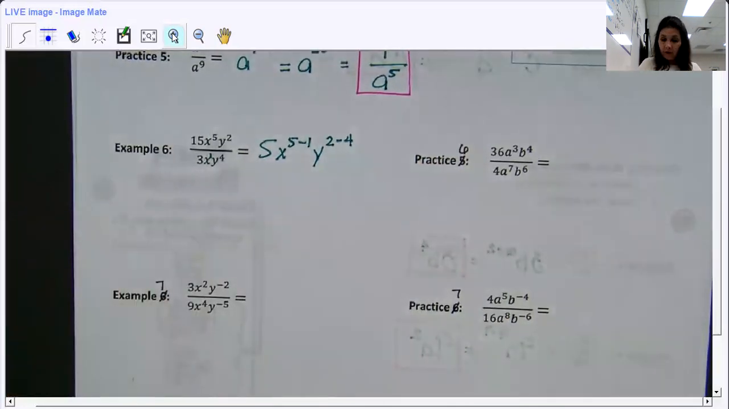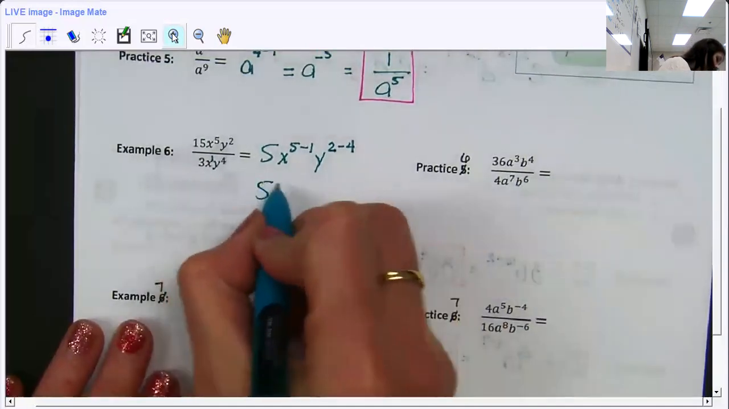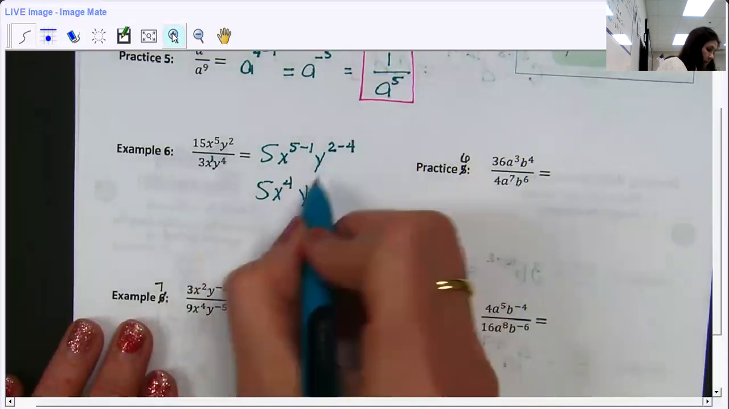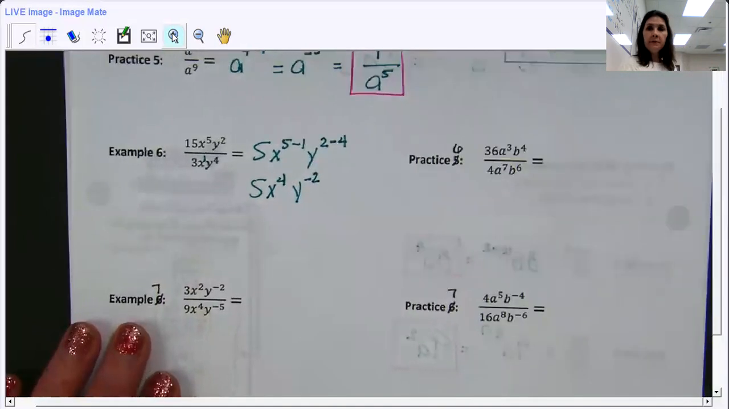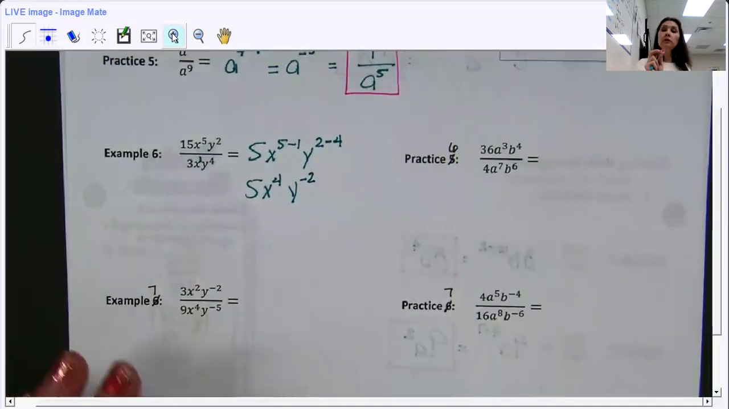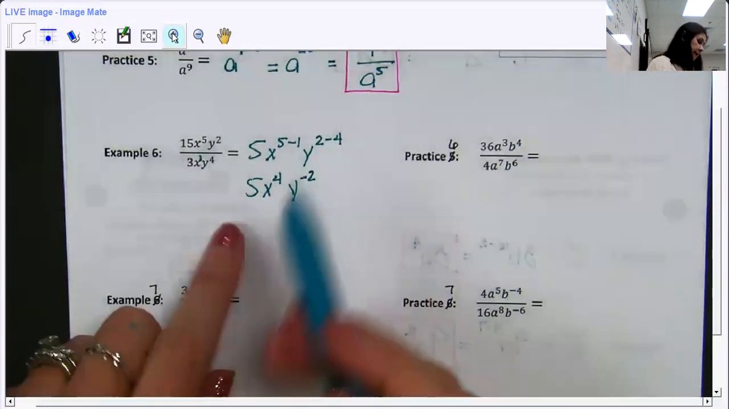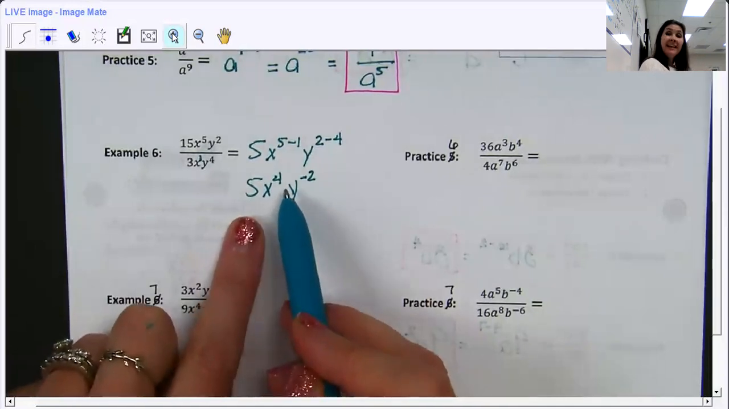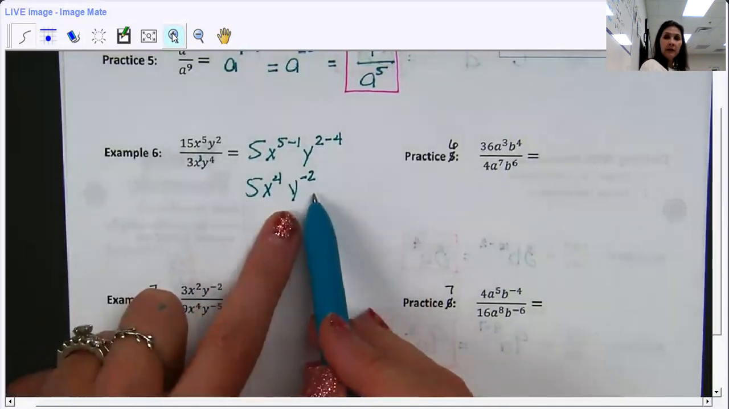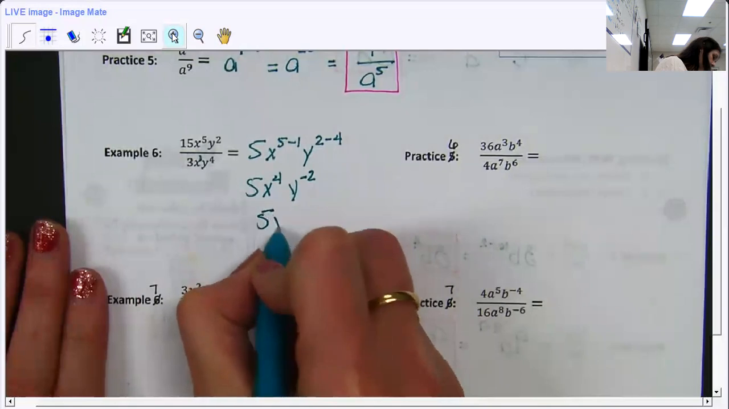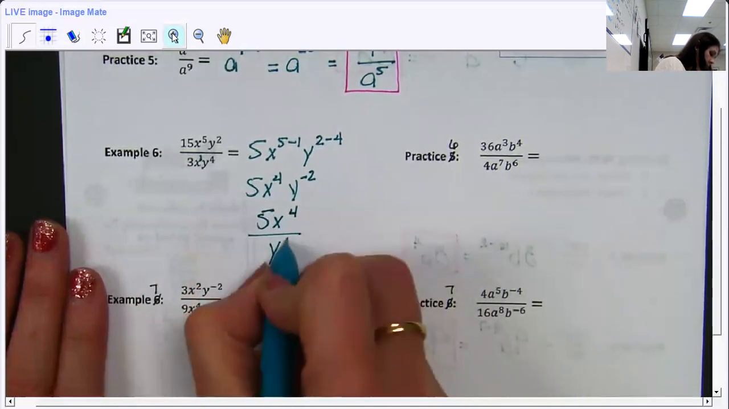Next I'm going to simplify this a little bit. So I have 5. 5 minus 1 is 4, so x to the power of 4, and then y to the power of 2 minus 4 is a negative 2. The problem is we can't have a negative. So you only move terms that have a negative exponent. You don't move anything else. You leave everything else where it is. So in this case, we'll leave the 5 and the x to the 4th in the numerator position, and we'll move y to the power of negative 2 to the denominator position. So we end up with 5 x to the power of 4 over y to the power of 2.